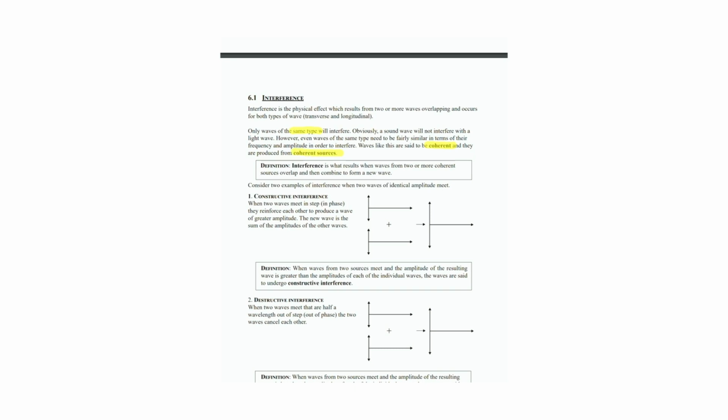So what's my definition of interference? Interference is what results when waves from 2 or more coherent sources overlap and combine to form a new wave. Sometimes that new wave is good. You get a very strong signal on your mobile phone. Sometimes it's bad. The signal drops out. So we're going to look at 2 kinds of interference. We'll start off by looking at constructive interference.